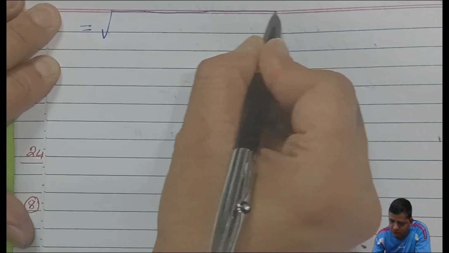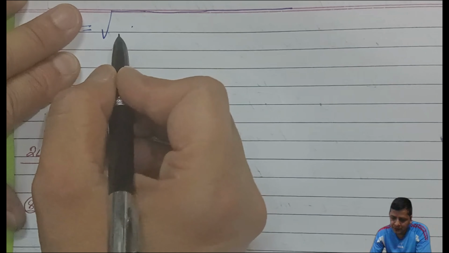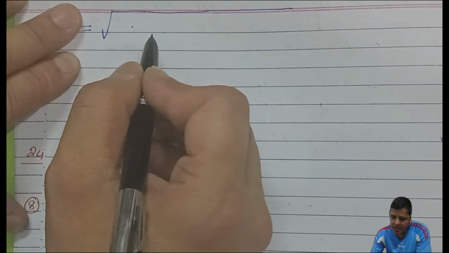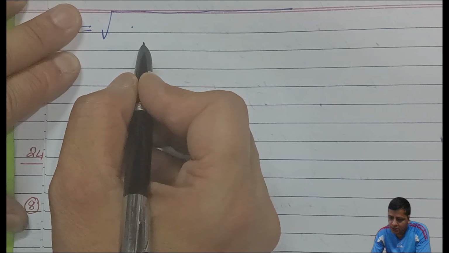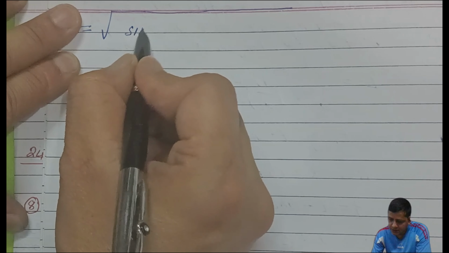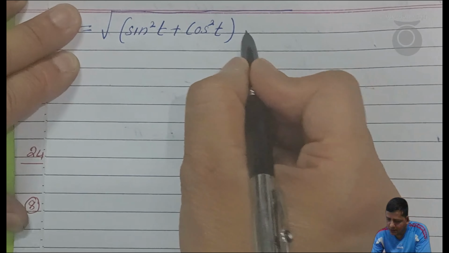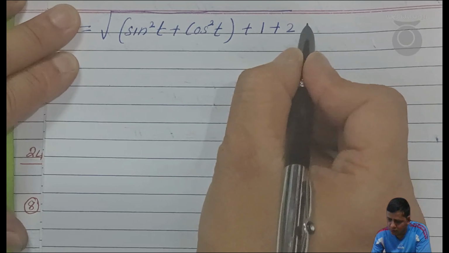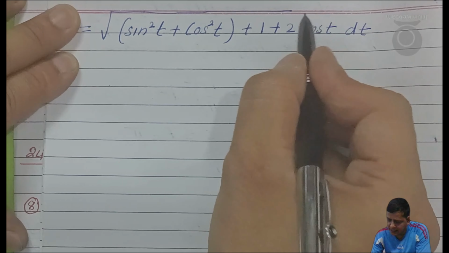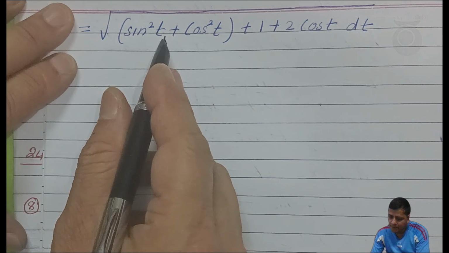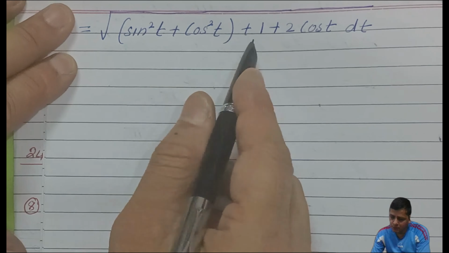We substituted the values and got sin square t. Now let's simplify further. Sin square t plus cos square t, we put it at the side, and then plus 1 plus 2 cos t, dt. So that's what we are getting: sin square t plus cos square t, plus 1 plus 2 cos t, dt. We used the formula we got earlier and got this value.